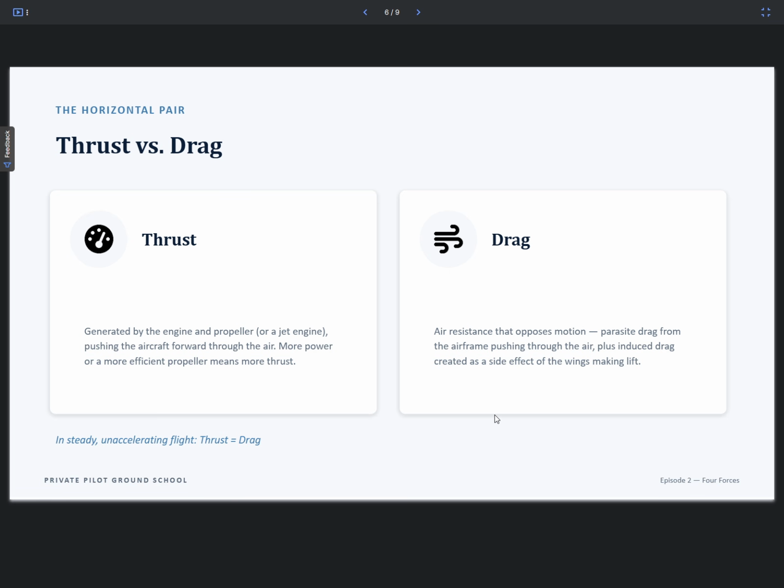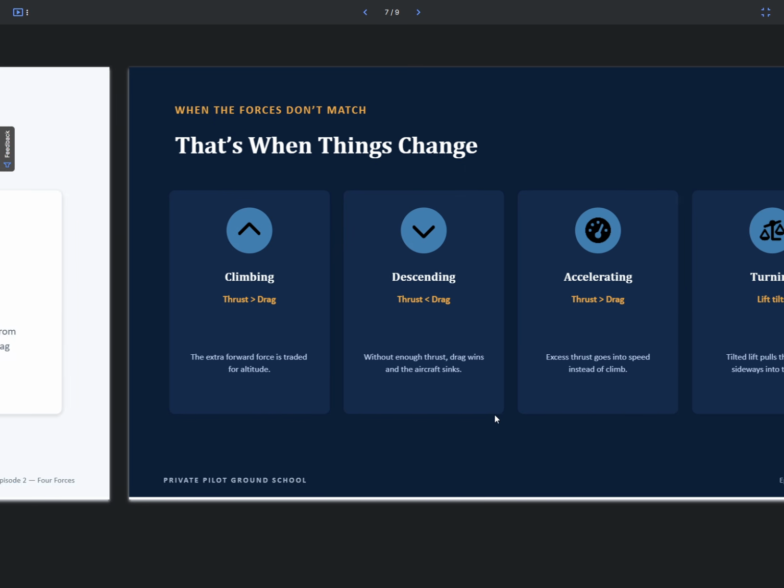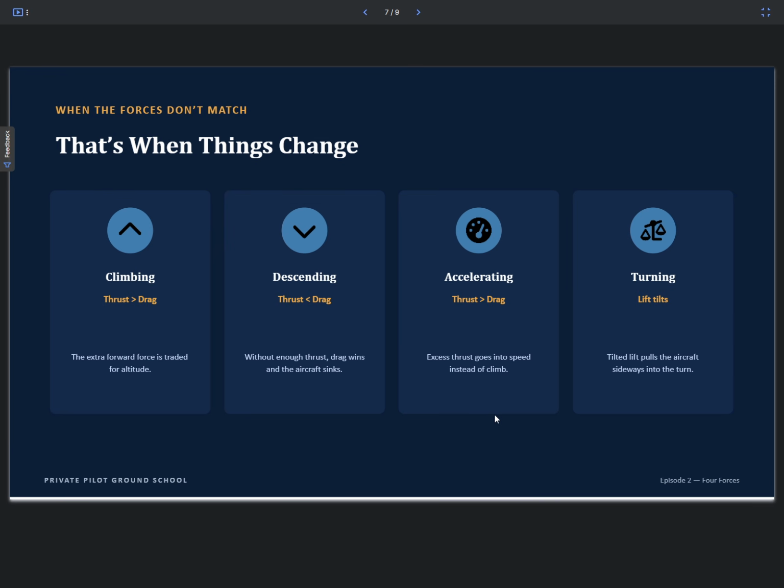Lift pulls the airplane up, weight pulls it down, thrust moves it forward, and drag slows it down. When those forces are balanced the right way, an airplane can take off, fly safely through the air, and eventually land back on the ground. All right?